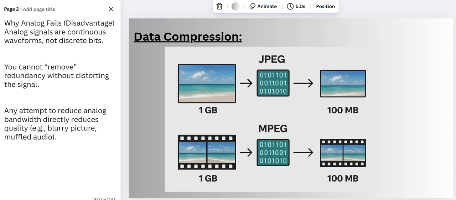Why does analog fail at doing this? Because analog signals are continuous waveforms, not discrete bits. You cannot remove redundancy without distorting the signal. Any attempt to reduce analog bandwidth directly reduces the quality. It gives a blurry picture or a muffled audio.